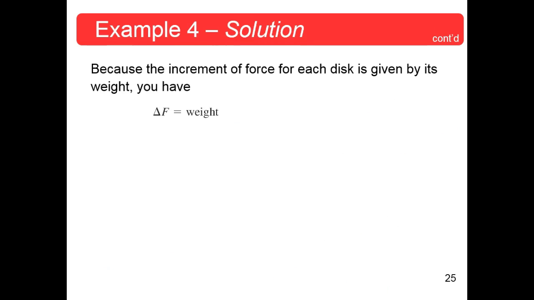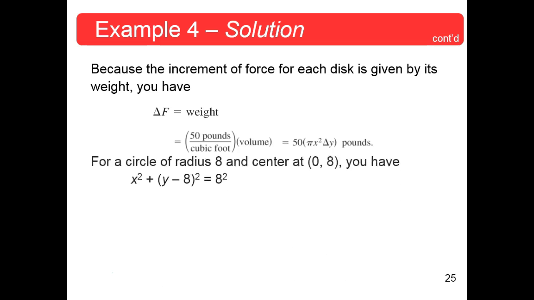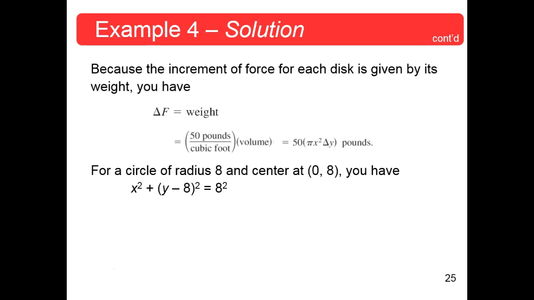Because you have an incremental force acting on the disk by its weight, what I was calling delta W, little w, they're calling delta F, the weight. That's 50 pounds per cubic foot times the volume. And the volume was pi x squared delta y, and 50 times that, so that's where the 50 pi came from.